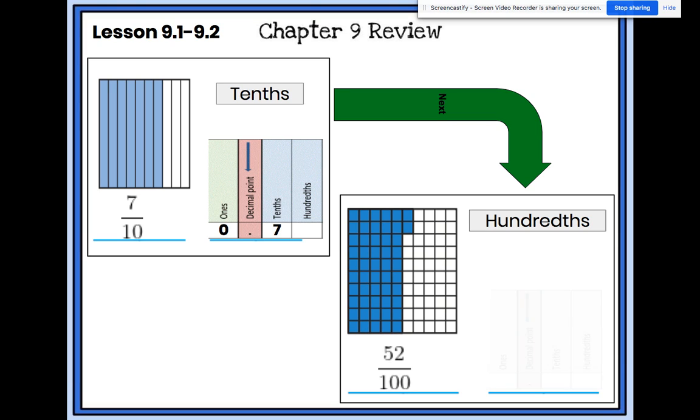To write that as a decimal, I can use my handy dandy place value helper. The whole is not shaded, so I put a 0 in the ones place. I add my decimal point to the right of the ones place. And to record 52, I'm going to put a 5 in the tenths place and a 2 in the hundredths place. And then that shows the number 52. So 0 and 52 hundredths.